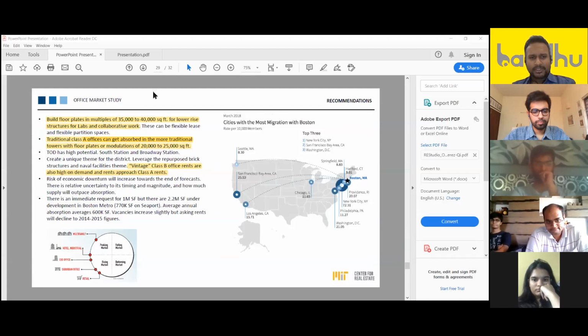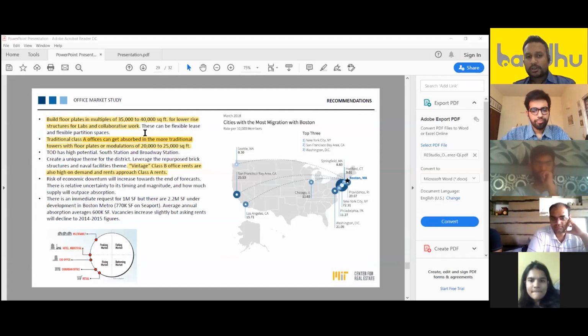And then you'll probably take away certain suggestions, like build big ground floor plates, 35 to 40,000 square feet, because R&D and labs will really take it up. You can stack it up further. And as you go taller, you can go with smaller modules of 20 to 25,000 square feet, where office tenants like Accenture and consulting and tech can take it up.